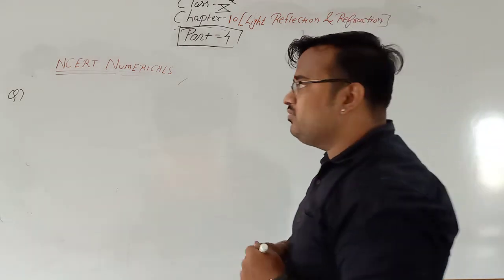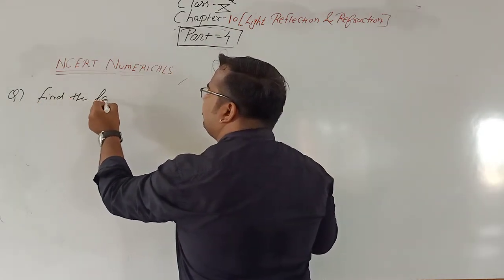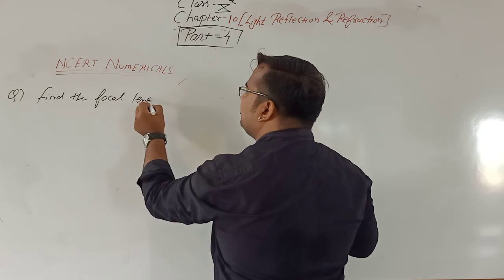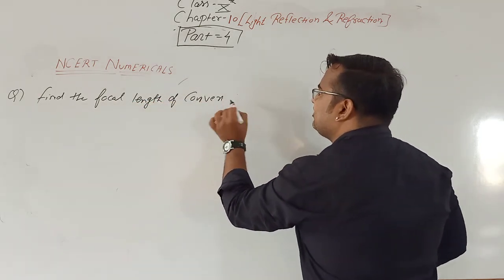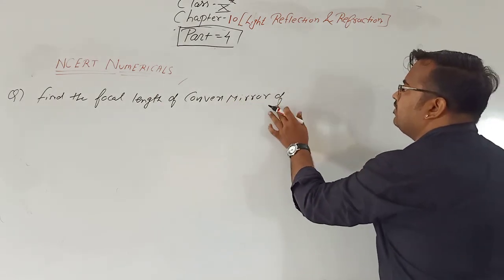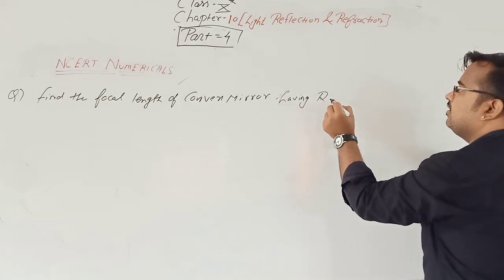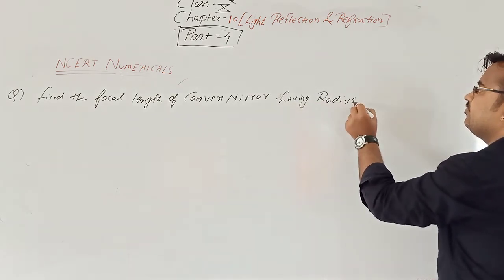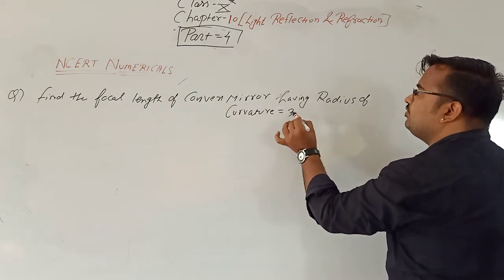Now one more question we will solve. Find the focal length of a convex mirror having radius of curvature 32 centimeter.